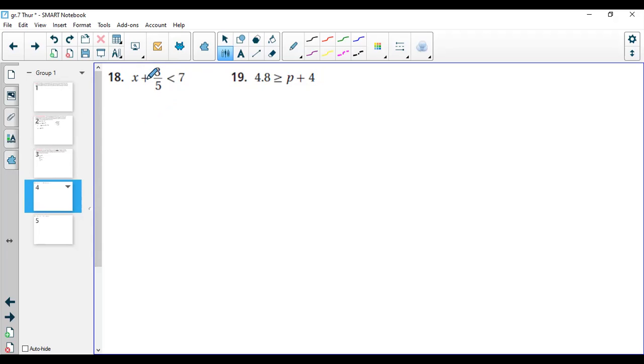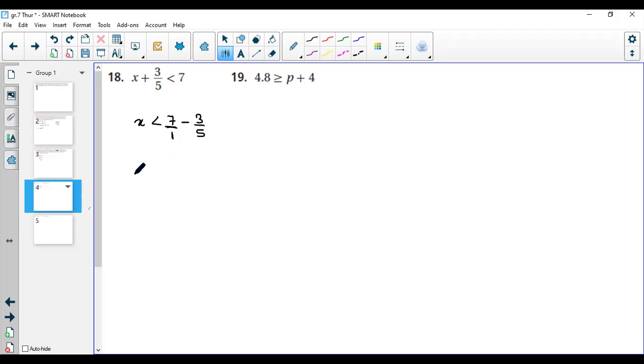So here it says x plus 3 over 5 is less than 7, which means to remove this, you need to do the opposite. So plus will become minus. So that means x is less than 7 minus 3 over 5. Now, you know that when you have a fraction, you need to have a denominator. If there is no denominator, you need to give the denominator, right?